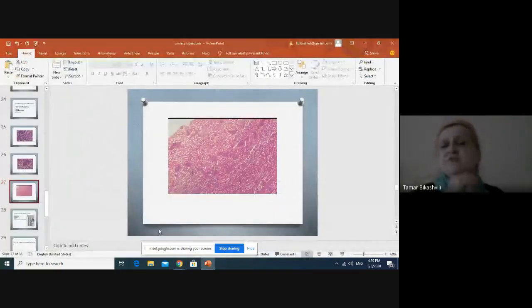Why am I not receiving answers? Is this cortex or medulla? Is it visible or not?